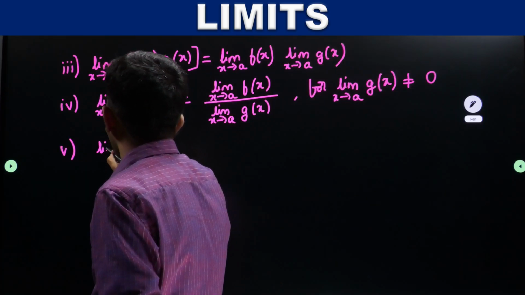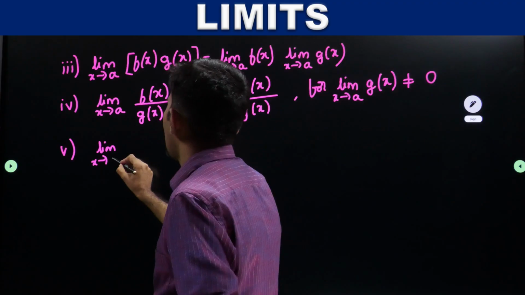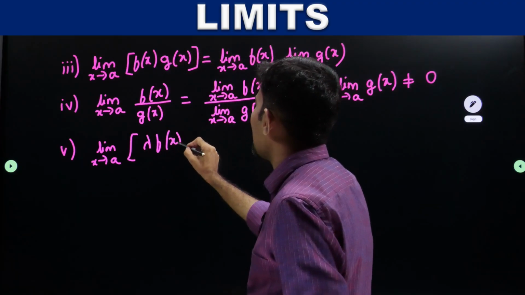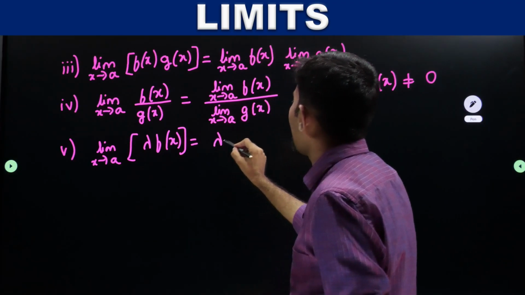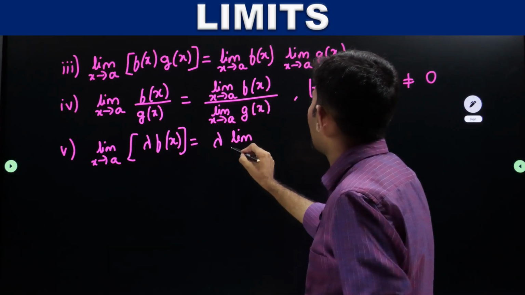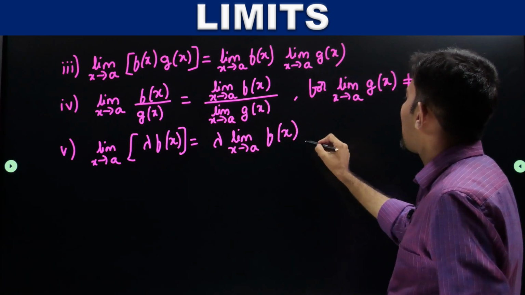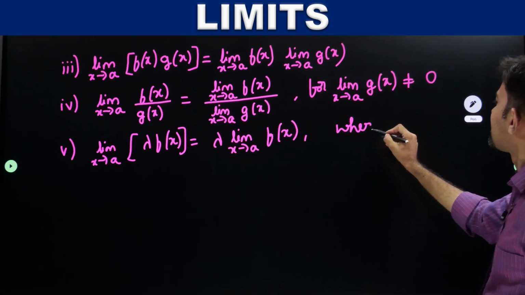Limit x tends to a lambda into f of x, where lambda is some real number. In that case you can write lambda into limit x tends to a f of x, where lambda is some real number.